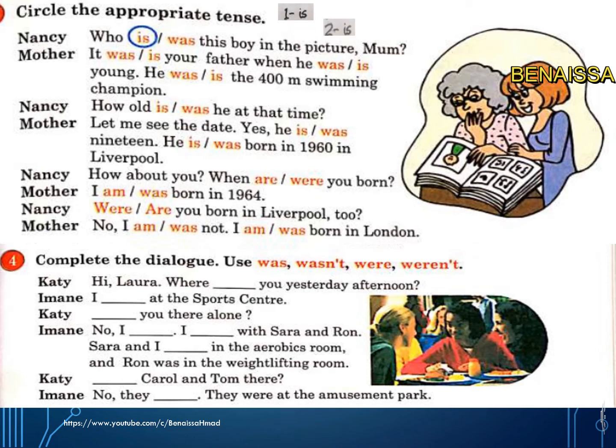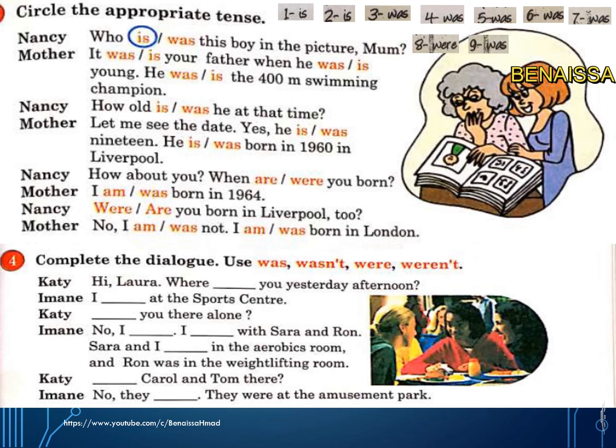Number 1 is simple present. Number 2 simple present. Number 3 was, past simple. 4 past simple. 5 past simple. 6 past simple. And 7 past simple. Then 8 is past simple, were. 9 past simple. 10 were. Was not and was in number 12.